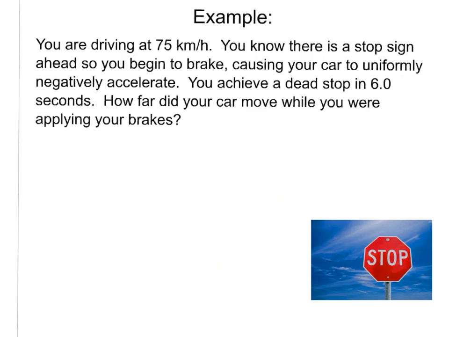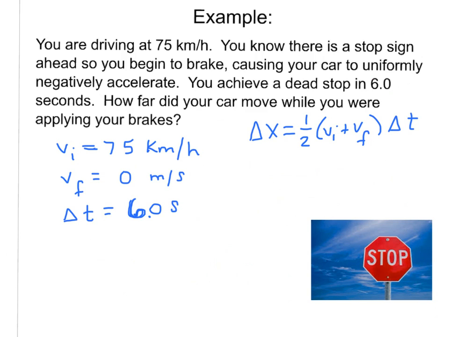Now let's try a little example here. Let's say you are driving along in your car at 75 kilometers an hour, and you know there's a stop sign ahead, so you know you're going to need to stop. You begin to brake. As soon as you start braking, you're causing your car to uniformly negatively accelerate. You achieve a dead stop in 6.0 seconds. How far did your car move while you were applying your brakes? So let's start and write down the things that we know. I know my formula from the previous page for displacement with constant uniform acceleration, because we have constant uniform negative acceleration.